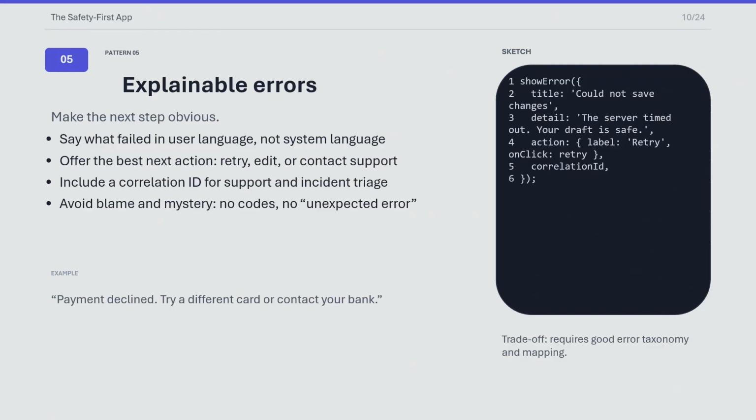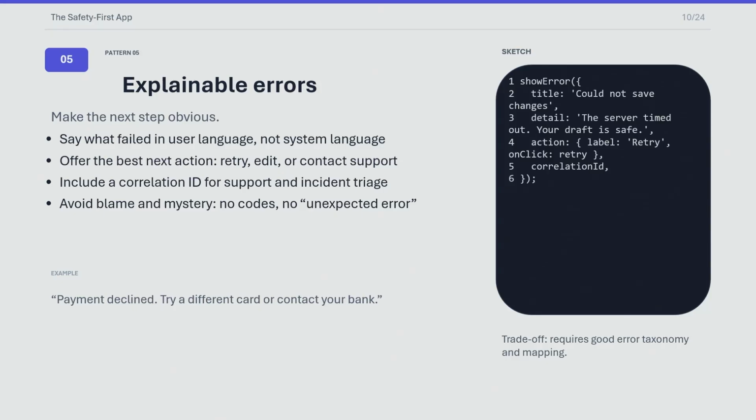And include a correlation ID as well for the relevant support and also the relevant incident triage, in case this particular error needs to be investigated further, so you can refer to it easily. Avoid blame and mystery as well. No codes or vague "unexpected error" messages, because that keeps things very mysterious, and it's only you who gets it.